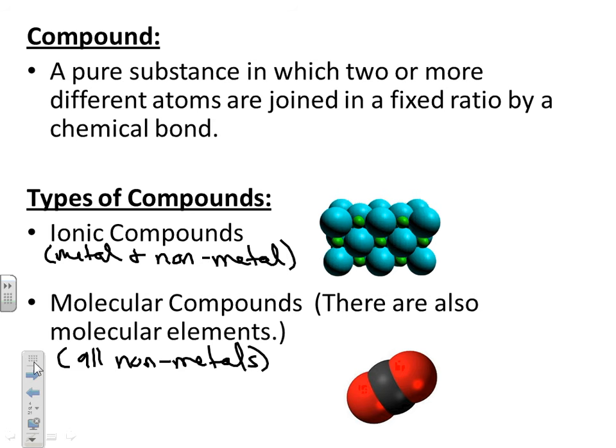No need to draw the images, but this is a representation of an ionic solid like salt, sodium chloride, a sodium ion with a chloride ion, and they are repeating sodium, chloride, sodium. Actually, the chloride's the big one. Chloride, sodium, chloride, et cetera. Where a molecule is an individual little unit, this represents carbon dioxide, CO2. Okay? So we can have ionic, metal, non-metal. We're going to talk about that today. And we can have molecular, all non-metals, later on down the road.